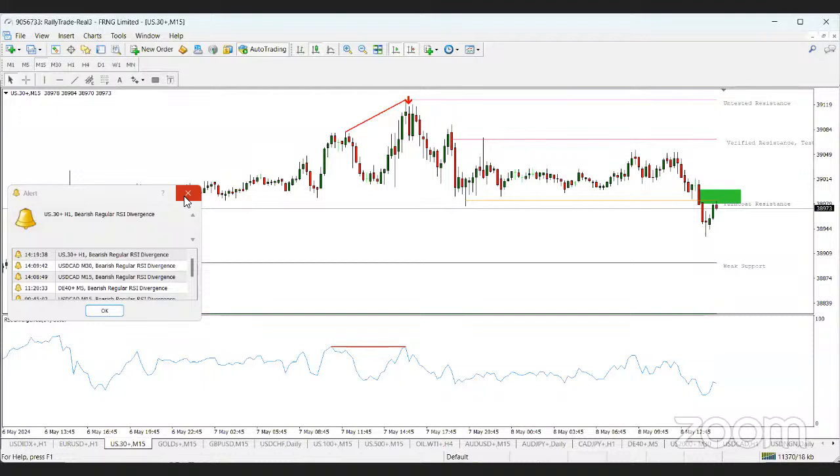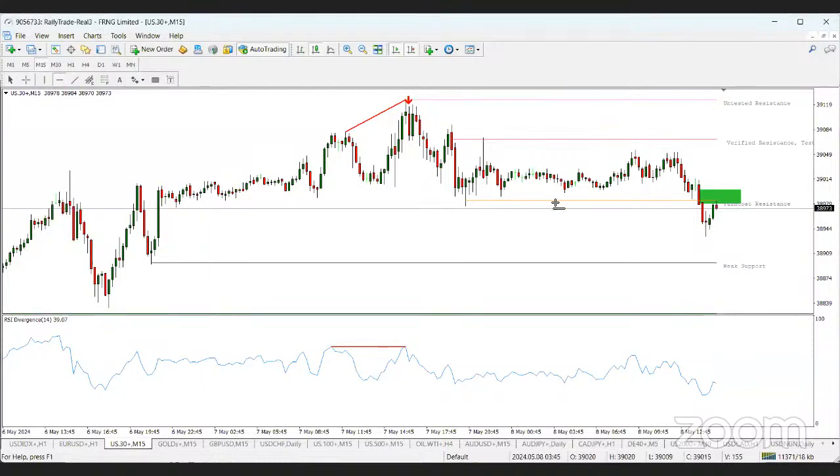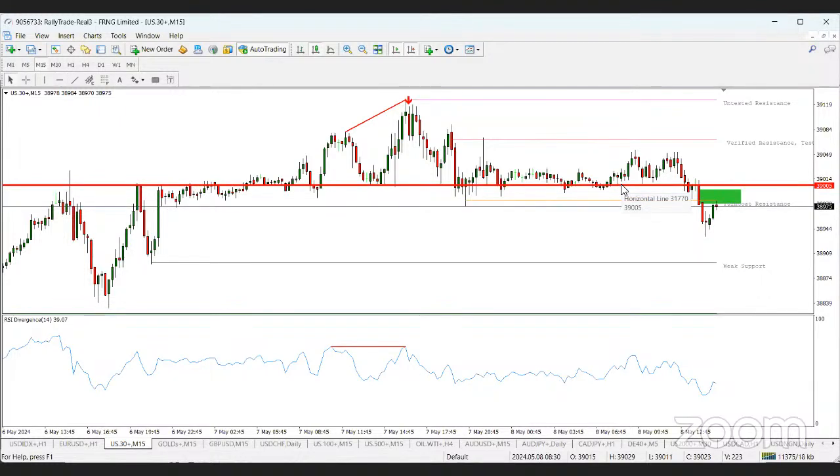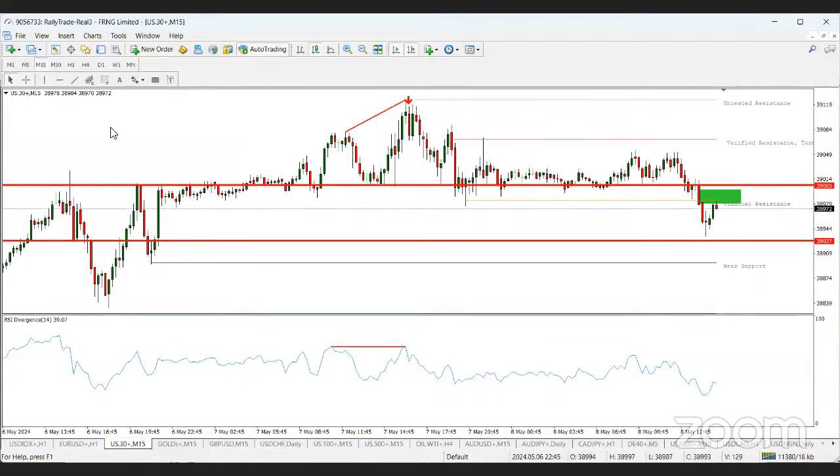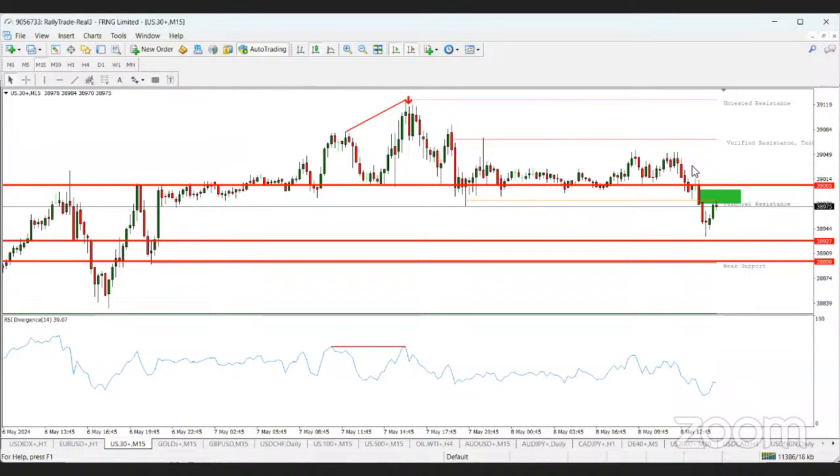So personally, I feel like a good place for me to sell US 30 is, I'll give us two places. I'll be looking out for a sell on US 30 from 39,000. From 39,000, personally, I'll look out to sell US 30.